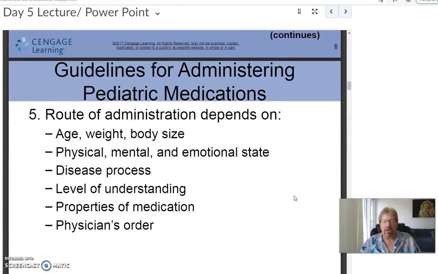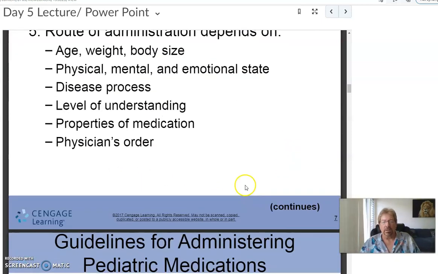Okay, guide number 5. Route of administration depends on, well, the first thing it depends on is what the doctor told you to do, but other than that, age, weight, body size, physical, mental, and emotional state, disease, level of understanding, properties of medication, of course, physician's order. A lot of it depends on what they're suffering with, guys, and what kind of problem they're having, what type of medications they have to be given. And then, like a small child can't swallow a pill, for example.